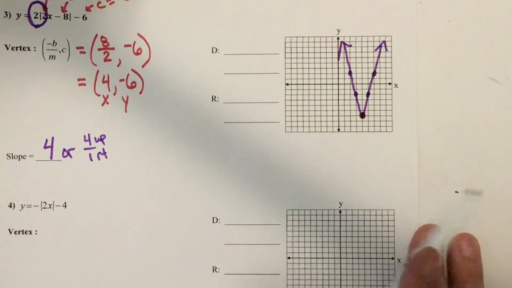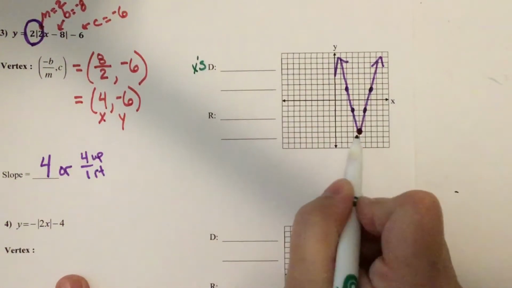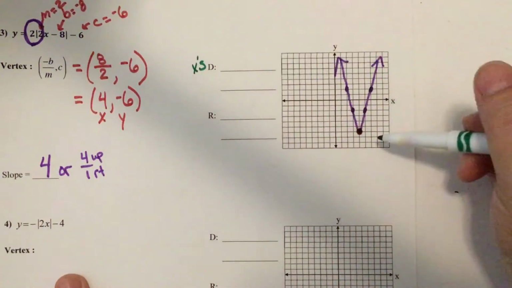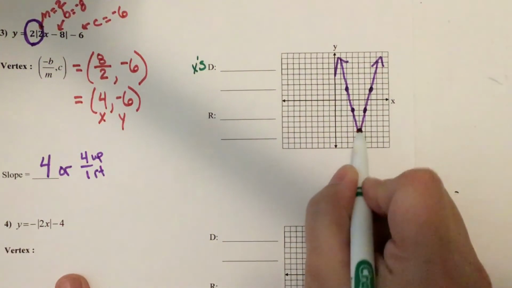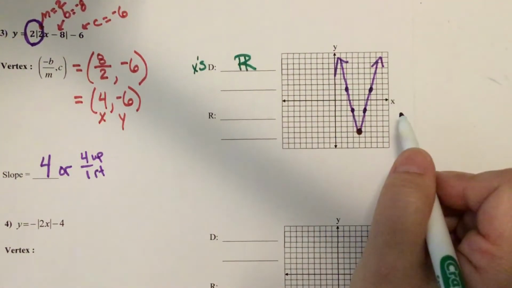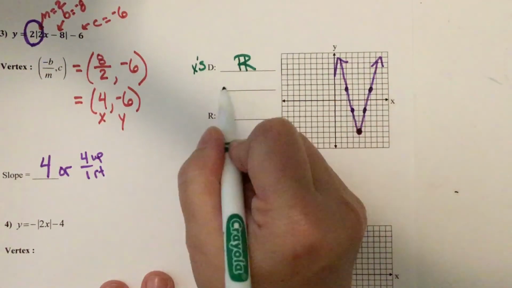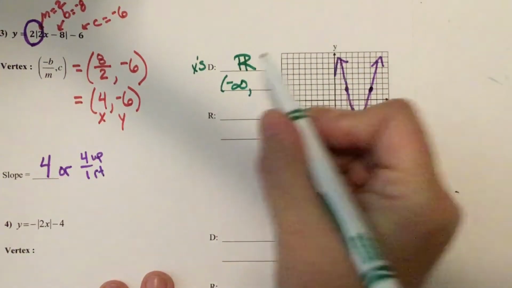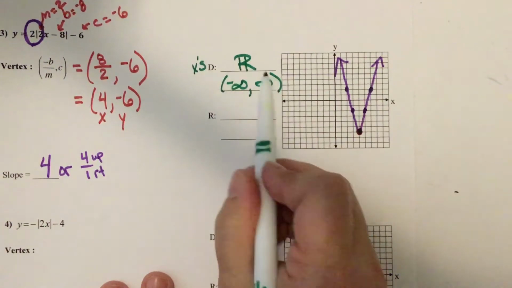Okay, let's talk about domain. Remember, domain are X's, left and right. So as I go to the left, I hit an arrow, which means I go forever left. As I go to the right, I hit an arrow, which means forever right. So if you ever go forever left, forever right, that's called all real numbers. When you go forever left, you're getting smaller and smaller, which is negative infinity. And when you go right, you get bigger, bigger, which is headed to positive infinity. And remember, infinities are always parentheses.